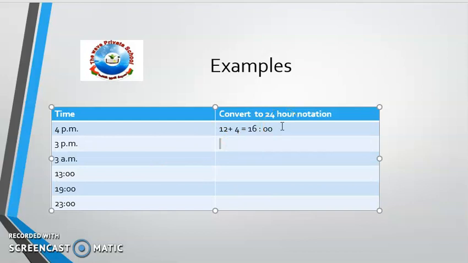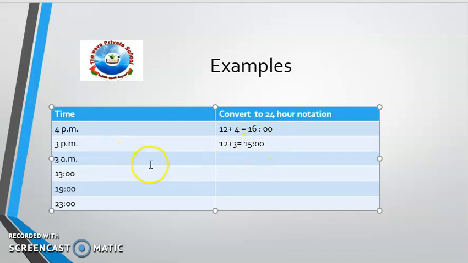There is no need to write PM now, because 16 already means it is not morning, it's the time in the evening or afternoon. Here you can see PM, so you simply write 12, and then you do addition, and there it is written 3, so write 3. 12 plus 3, how much? 15. So it's 15 o'clock. This is the 24-hour notation format.